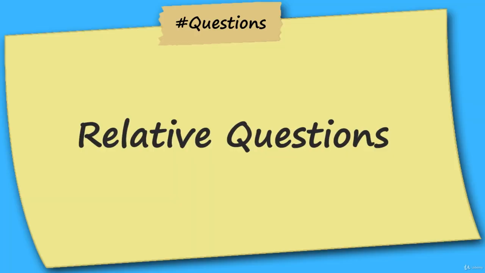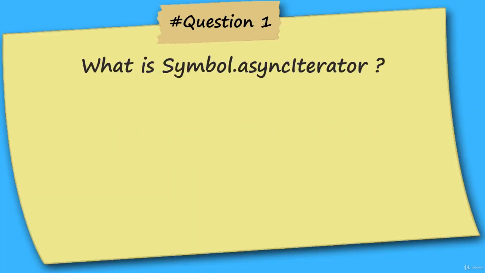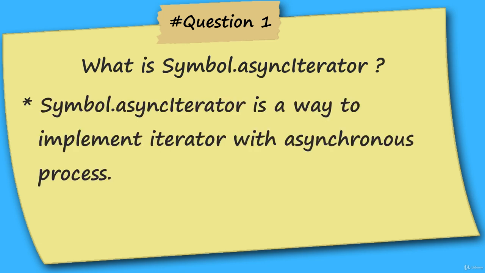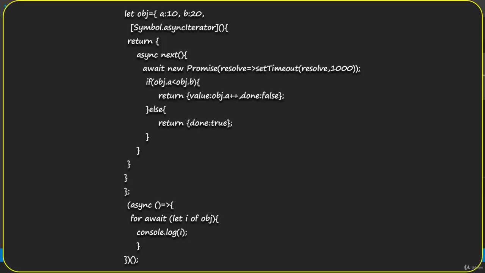Let's discuss the related questions of this topic. The first question is, what is Symbol.asyncIterator? Symbol.asyncIterator is a way to implement an iterator with an asynchronous process. Here in this example, we have already seen that the object which is not iterable is converted into an iterable object. But the problem is that the data is retrieved in some interval. That's where this Symbol.asyncIterator comes in very handy.